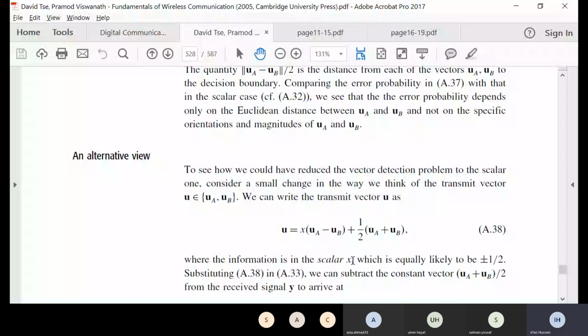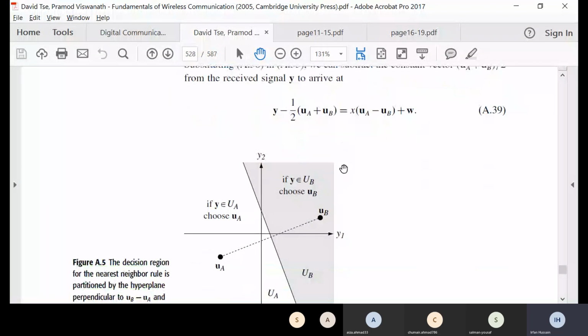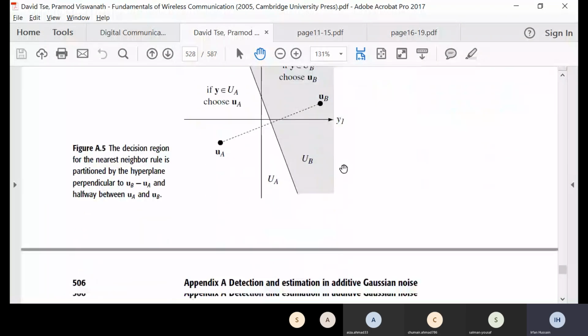Now, this is a transmit vector. This transmit vector will be received at the receiver. The received vector Y will be equal to U plus W. I take this on the other side, and Y minus this is equal to the remainder plus the noise. Again, no change, just shuffling of equations at this point. Then we will discuss afterwards.